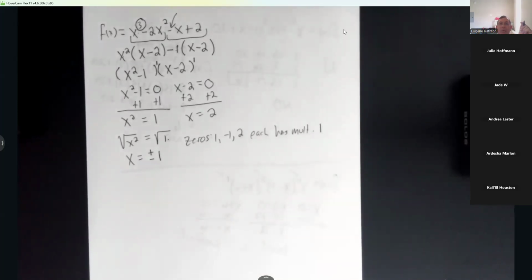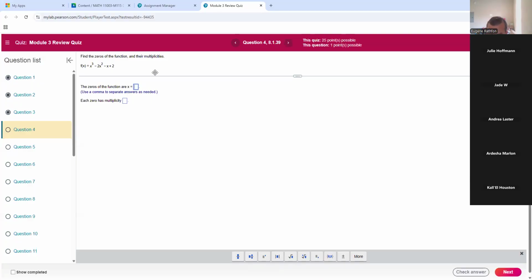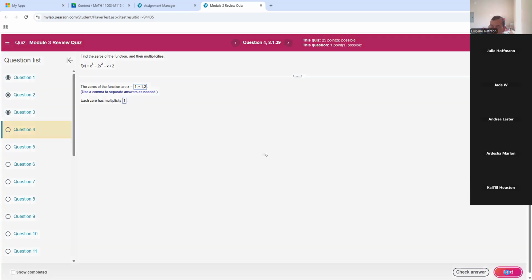All right, y'all, so that's what we're going to put in there for this question. So let's go find Math Lab. Here we said it was 1, comma, negative 1, comma, 2, and we said that each had a multiplicity of 1. All right, y'all, then you hit next.